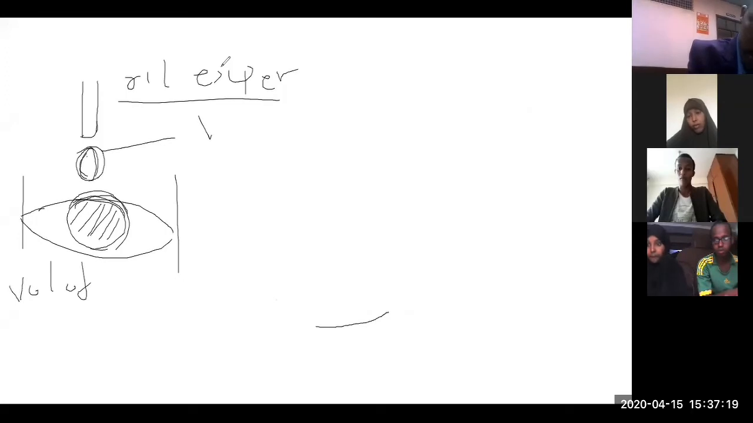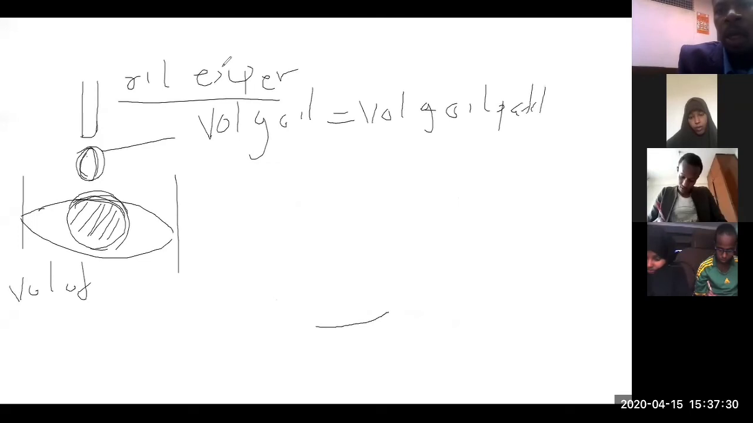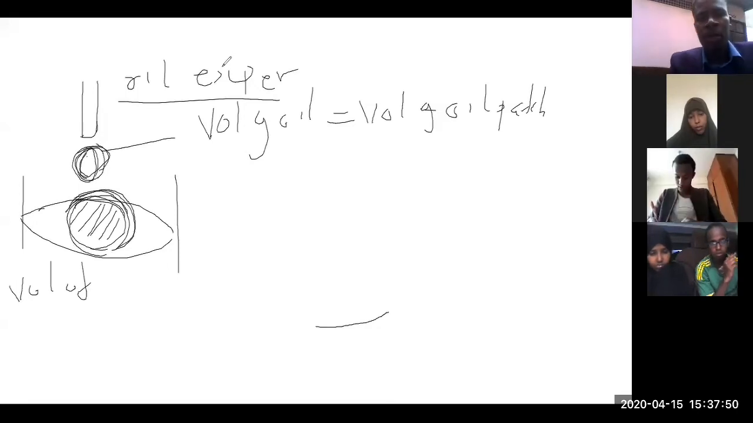Volume of oil drop, because it is the same drop that formed the patch, should be equal to the volume of oil patch. Now don't confuse the two. The oil drop is the one that is coming from either the burette or the pipe, and then when it falls onto the lycopodium powder, it spreads out, and that spread is what we are calling the patch.